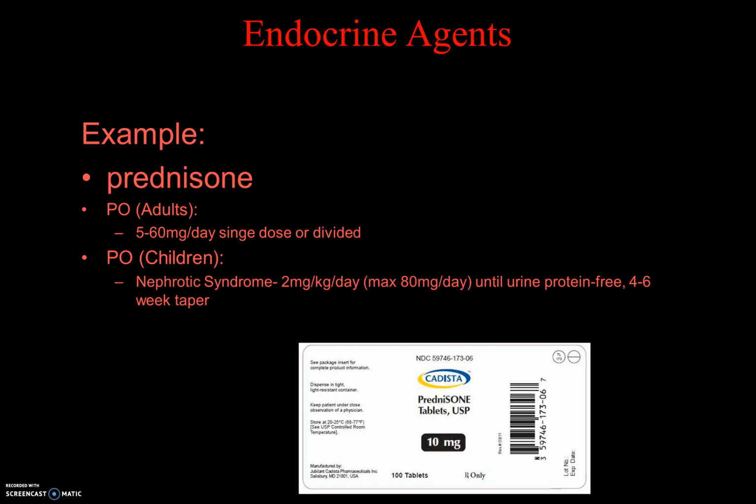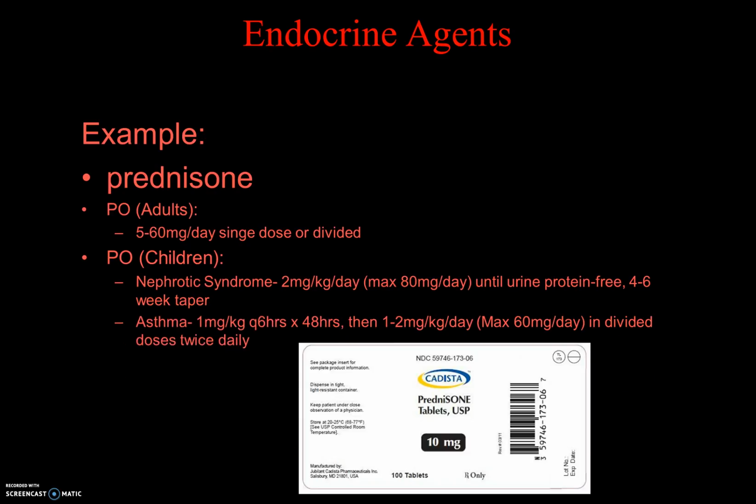So for nephrotic syndrome, the dose is 2 milligrams per kilogram per day with a maximum of 80 milligrams per day. And you're going to continue that dose until the urine is free or clear of protein. Then you're going to hold a maintenance dose, and after 4 to 6 weeks, that dose will be tapered down. It can also be used orally for children for asthma.